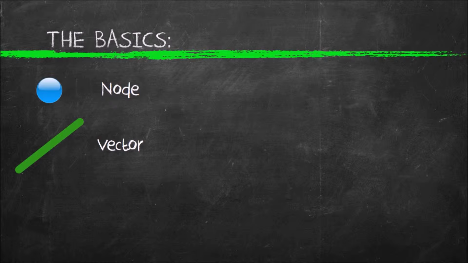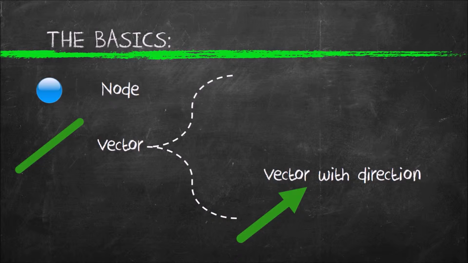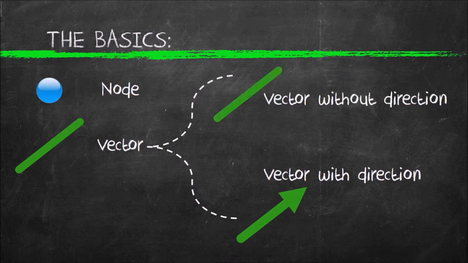or the roundabout. However, we have to differentiate between 2 kinds of vectors. The ones with direction, such as a one-way road, and the ones without a direction, equally to a normal road. Nevertheless, for Euler's problem, only vectors without a direction matter.